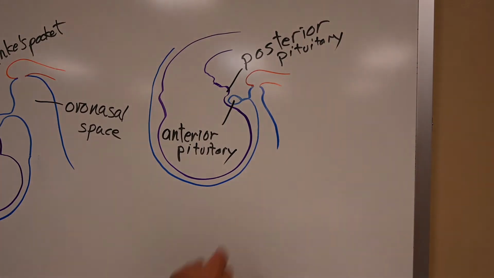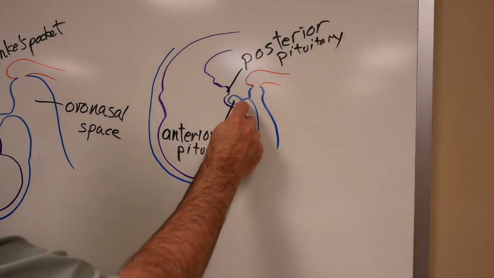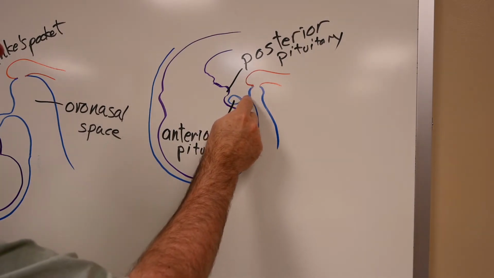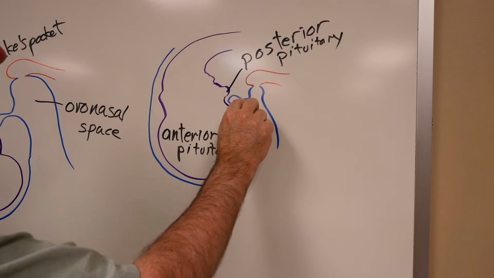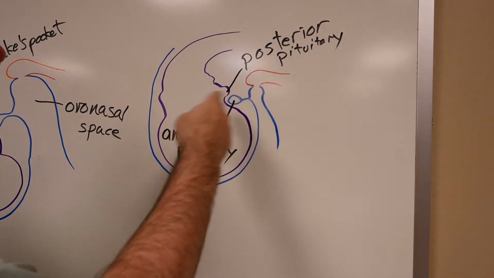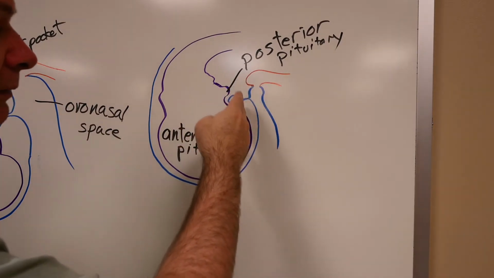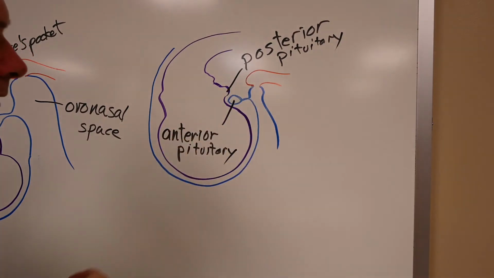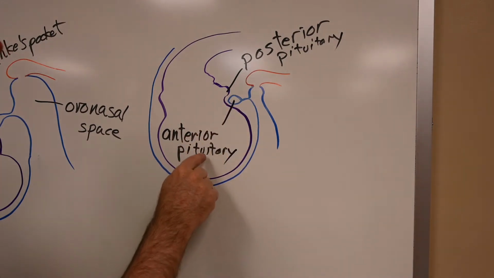In this next picture, we can see that our Rathke's pocket has moved further away from our oropharyngeal region and is just barely connected to it. It will eventually completely separate from that. We'll have the floor of our skull develop in there between the oronasal cavity and the anterior pituitary. So that Rathke's pocket becomes the anterior pituitary.